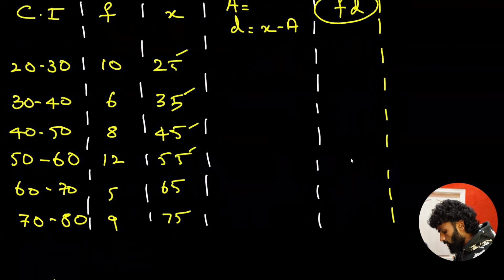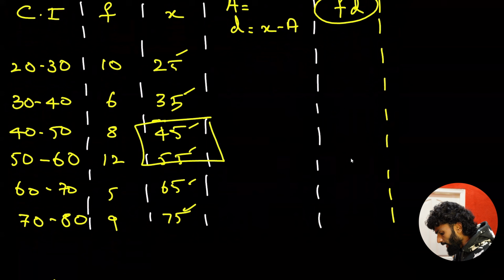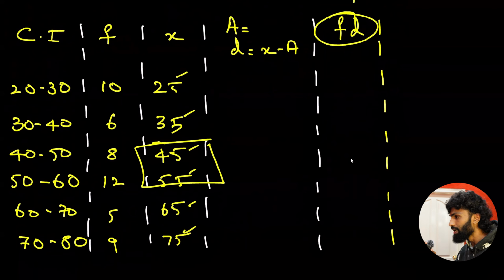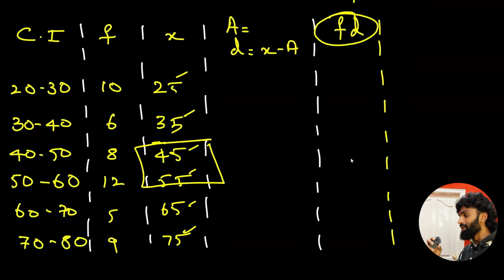1, 2, 3, 4, 5, 6. It's an even number. So the mid here is either 45 or 55. Fine. Assumed mean should always be the middle number in your x column. Getting it? So right now we have two mids. Which one do we choose? Hint, we always choose the lower number.